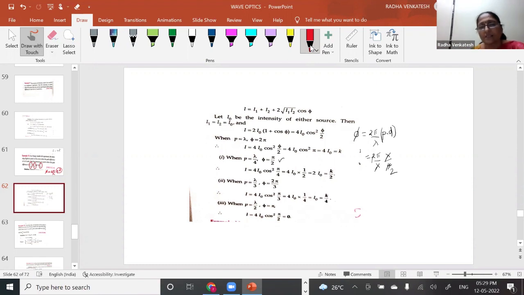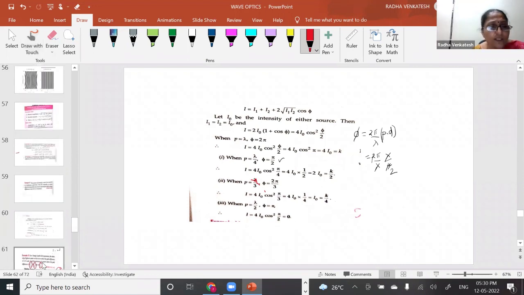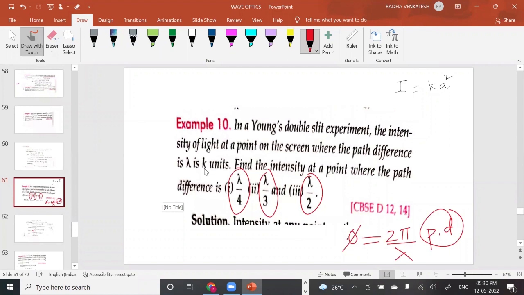And when you see this answer here, teachers, you get this as 4 I0. You started with I0, and you're getting your I as 4 I0, which is maximum, right? And that has been given in your question as K. What they are saying is, in a double slit experiment, the interference of light at a point on the screen where the path difference is lambda is K. So when the path difference is n lambda, you're getting constructive interference, and in that case it will be I max at all those points.